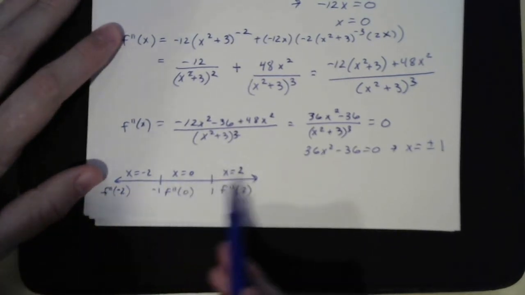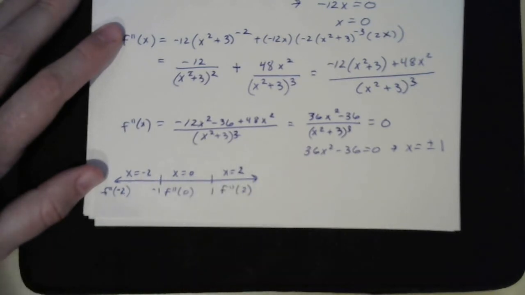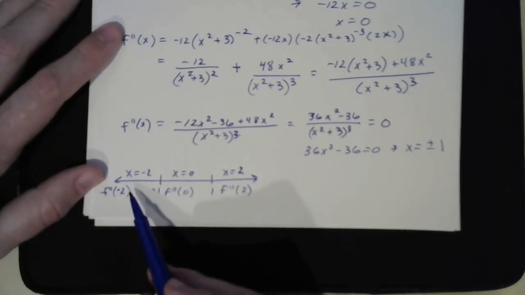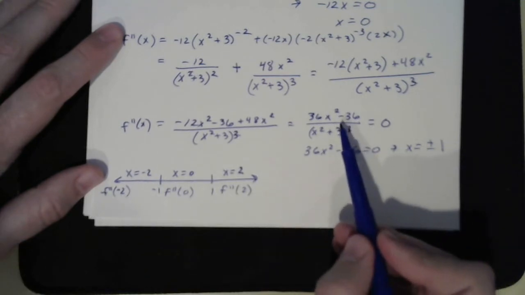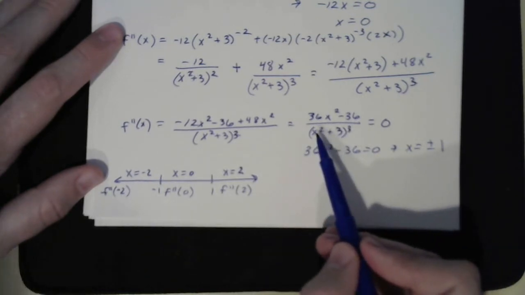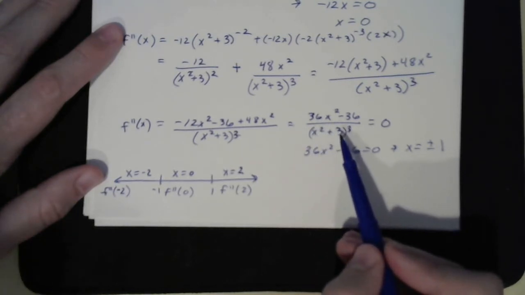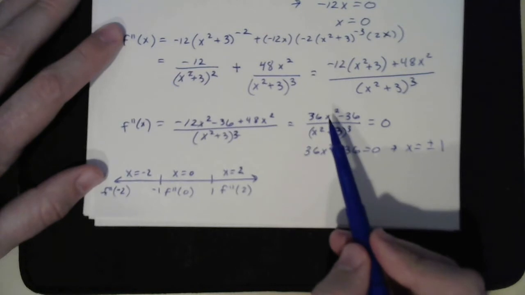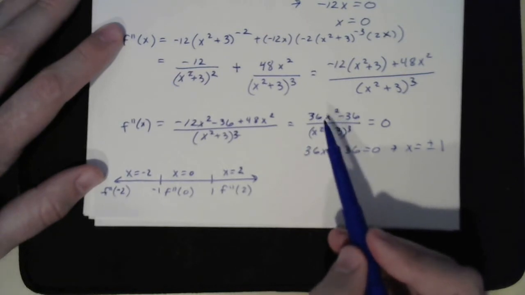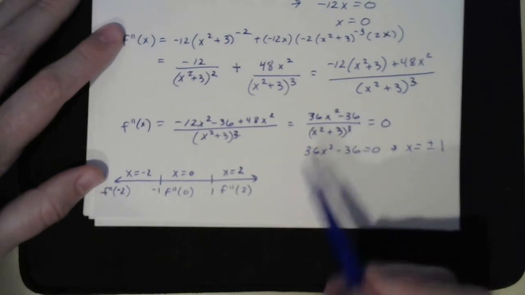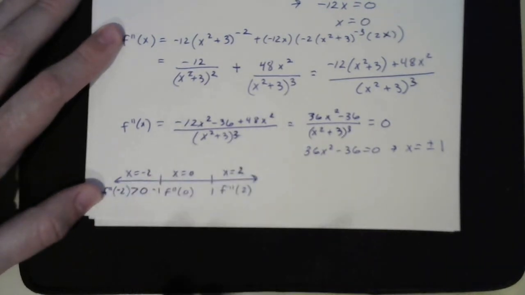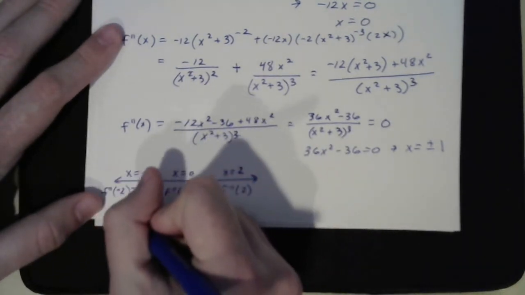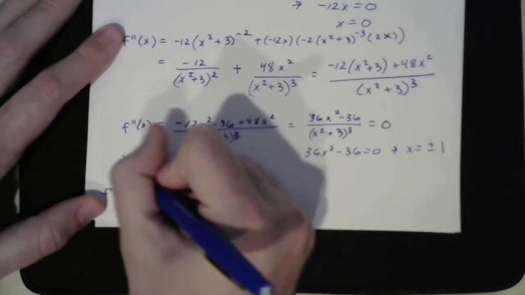And we're doing this because we're trying to figure out what concavity each of these intervals has. So when you plug in -2 into this, well, -2 squared, this is always going to be squared, so it's always going to be positive plus a positive cubed, so the denominator, no matter what we plug in, will be positive. So we can kind of ignore that. So now we have -2 squared, which is 4 times 36 minus 36, which is still positive. So that tells us that we are concave up.